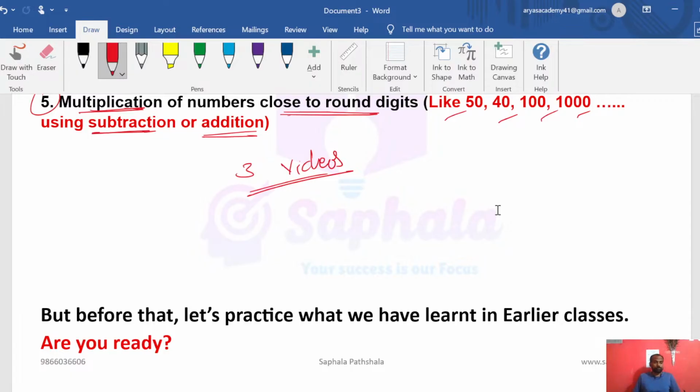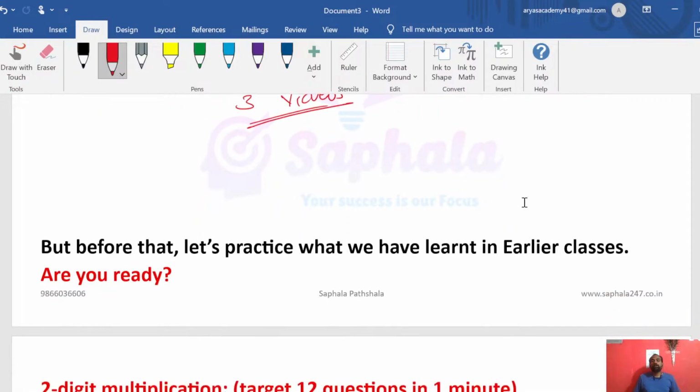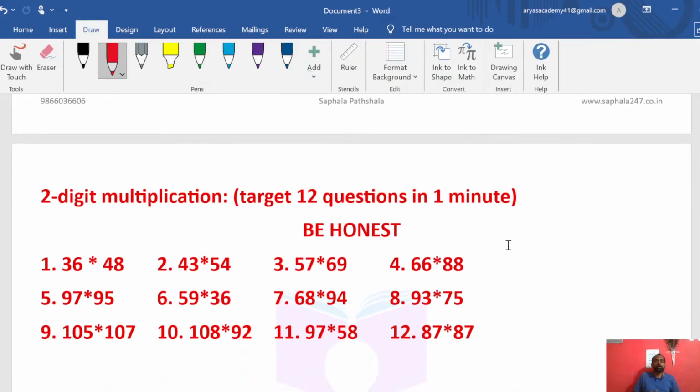Okay na? So as all of you are ready, now these are the 12 questions we are practicing. I have given 2 digit, but I have included most of the concepts, but only multiplication. The target is 12 questions and that too in 1 minute. Now the time starts now. You'll be having exactly 60 seconds. So please proceed. Go and calculate.